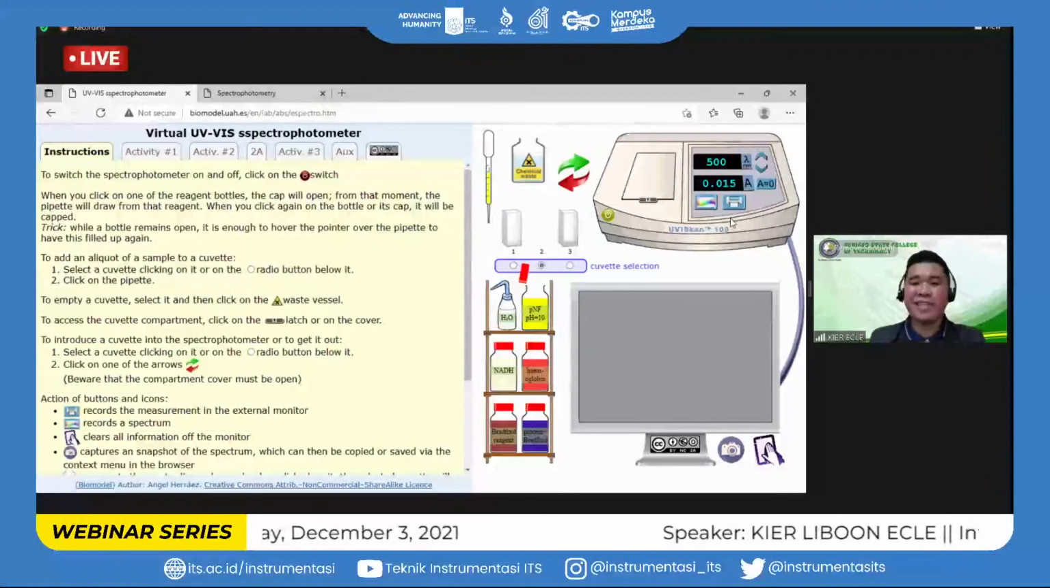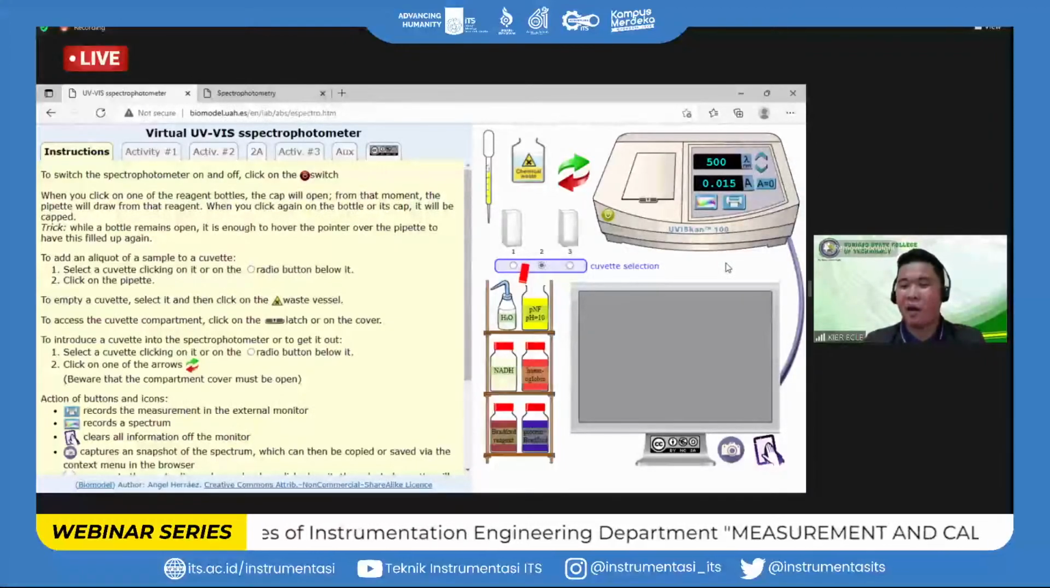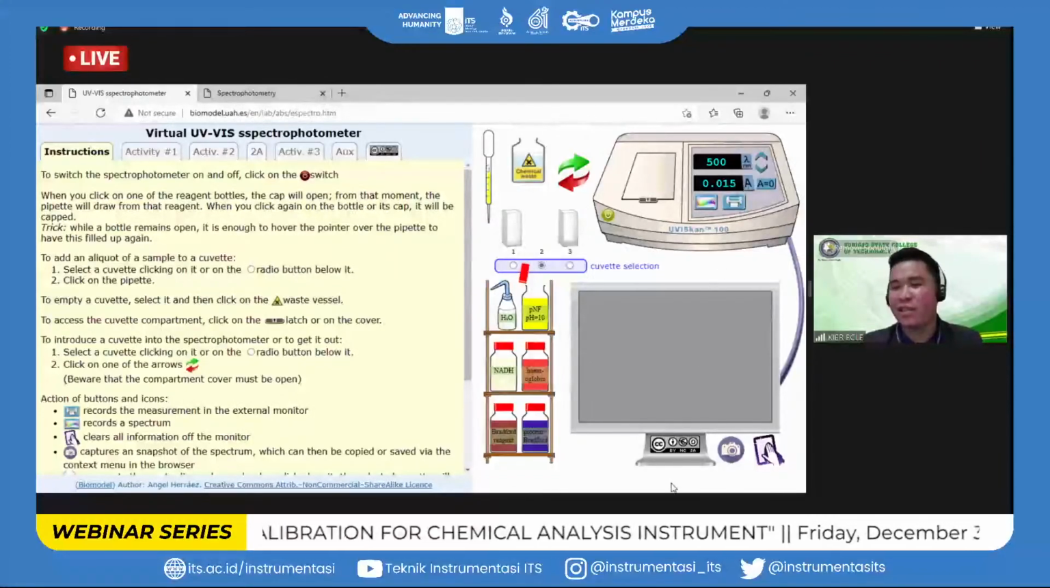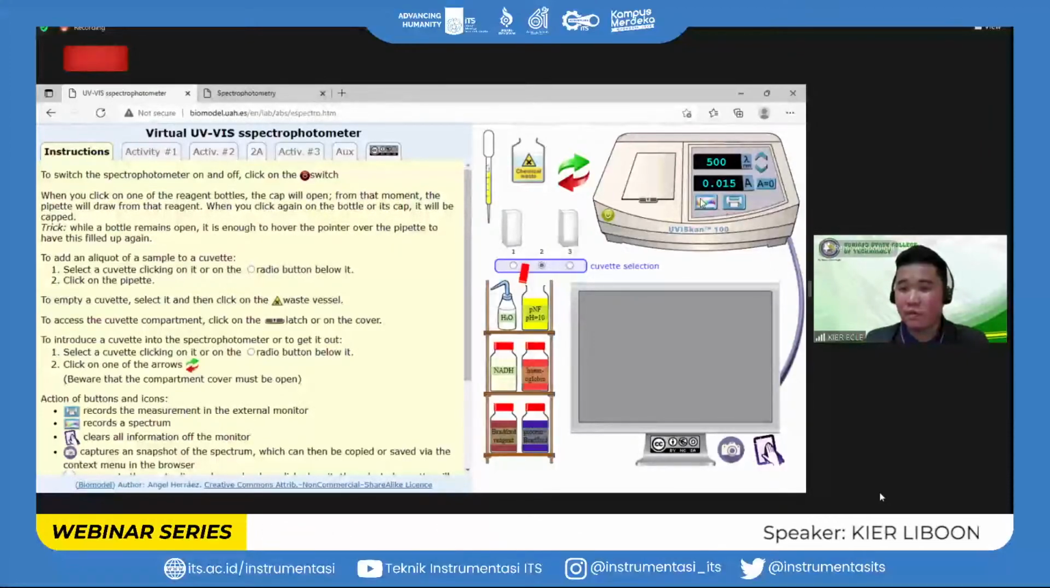So as you can see here, the absorbance is 0.015, but we can neglect the absorbance at first, because what we are trying to get first is the spectrum, or the lambda maxima. So we now run the instrument.